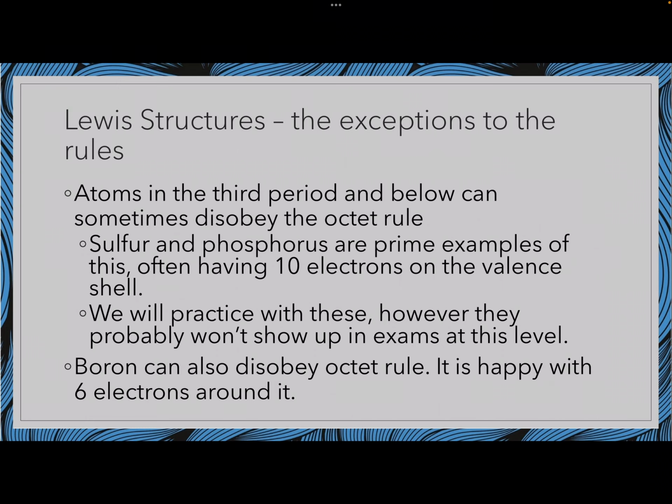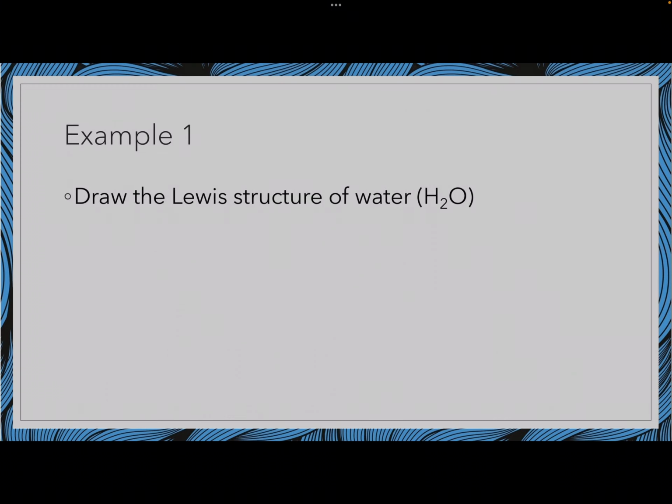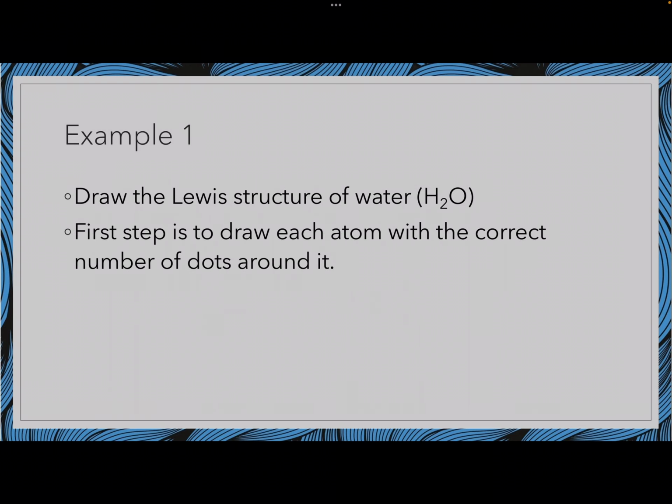Okay, I know there's a lot of rules, but let's start putting them together and see if we can figure it out. So the first one is to draw the Lewis dot structure of water. So the first thing we want to do is draw each atom with the correct number of dots around it, and maybe list down how many bonds it can have. So hydrogen just has the 1 dot. We've got 2 of them. We also have an oxygen with 6 around it. Now we also know from the HONK rule that oxygen can have 2 bonds, hydrogen can have 1, and that's each.